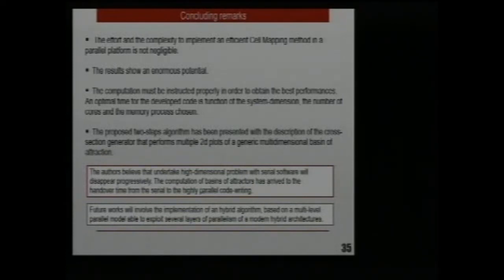Let me say that we believe that serial software computing is basically ended. So we enter a new era of computation, the multicore era, and we have to give up serial computation. Thank you for your attention.